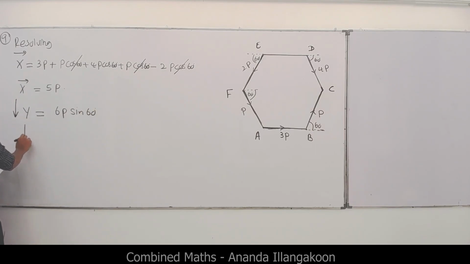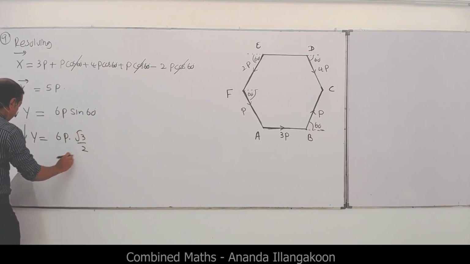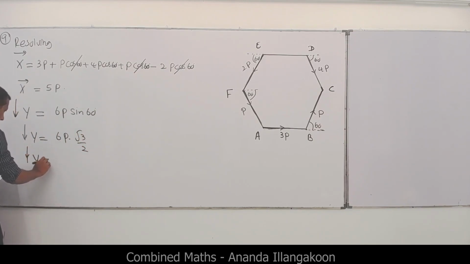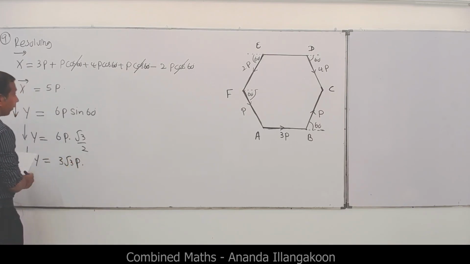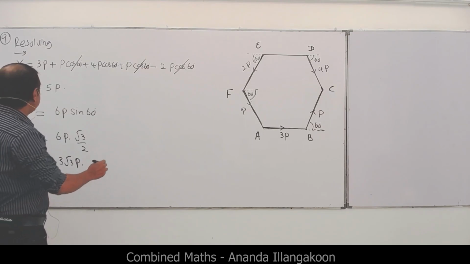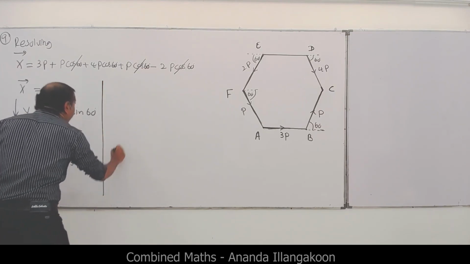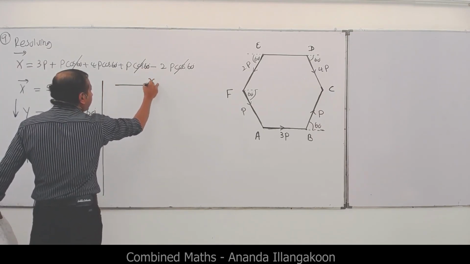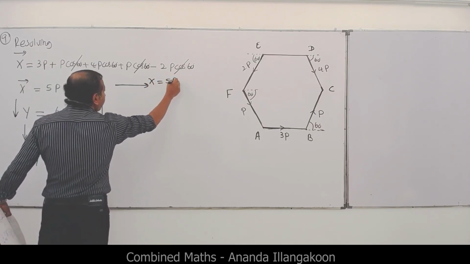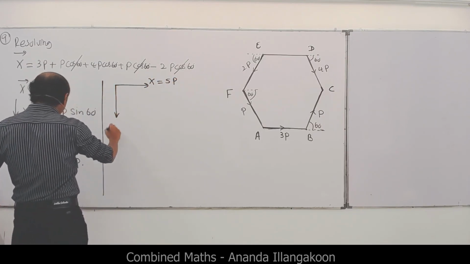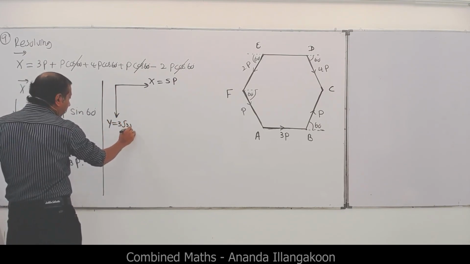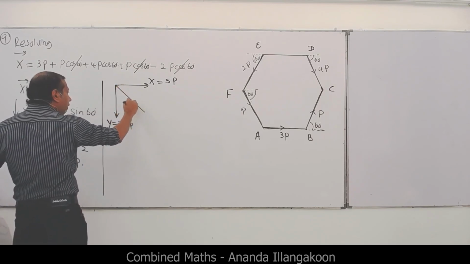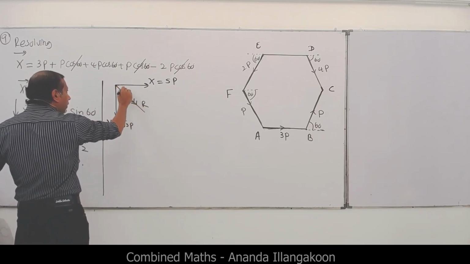So in the downward direction we have sin 60, which is root 3 by 2. Then in the downward direction we have 3 root 3p. Okay, now we can find the resultant force. Horizontal rightward, x is 5p; vertical downward, y is 3 root 3p. This way we have the resultant force R. Let this angle be alpha.